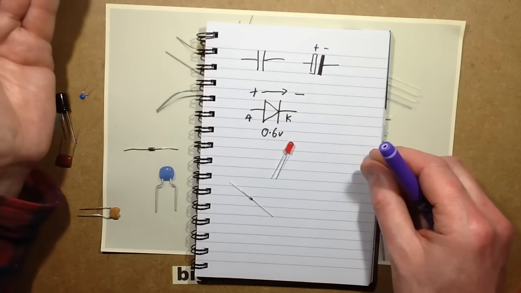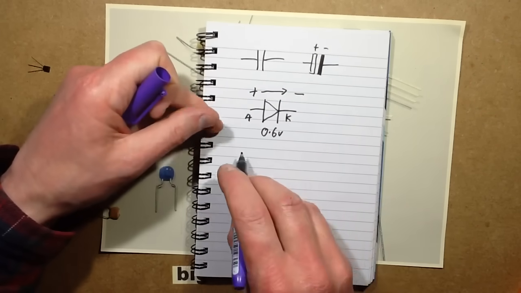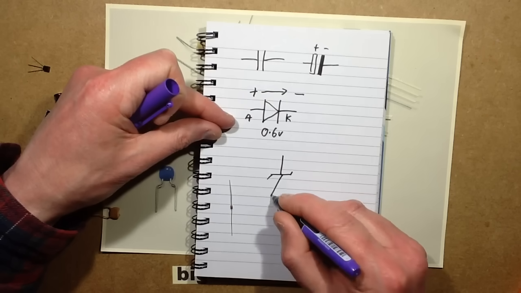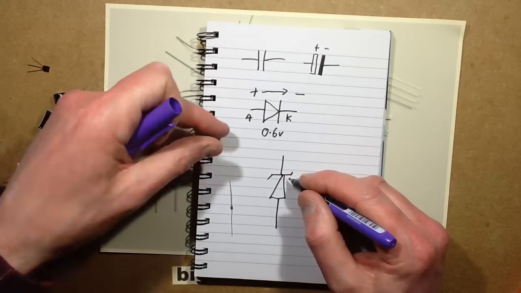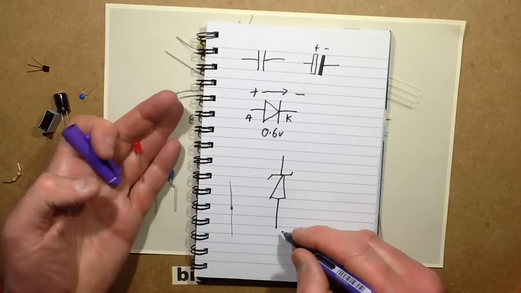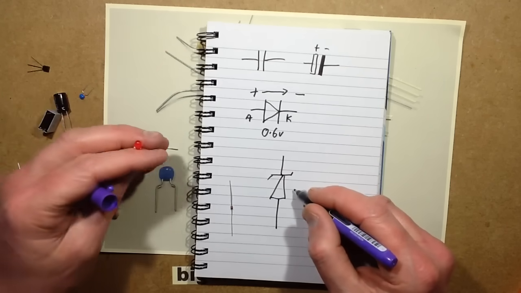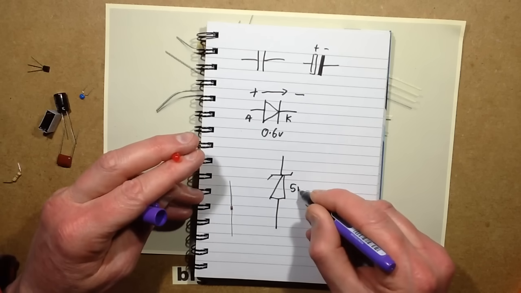So let's look at the other diodes, Zener diodes. A Zener diode is a diode used for voltage regulation or to provide a voltage reference. It will act like a normal diode if you pass current through it in the normal direction, and it drops roughly about 0.6 volts. But say for instance you want a 5 volt supply, you get a 5 volt Zener.